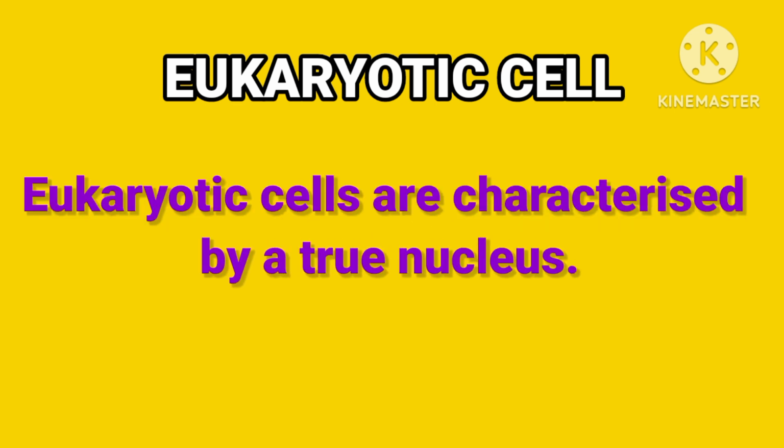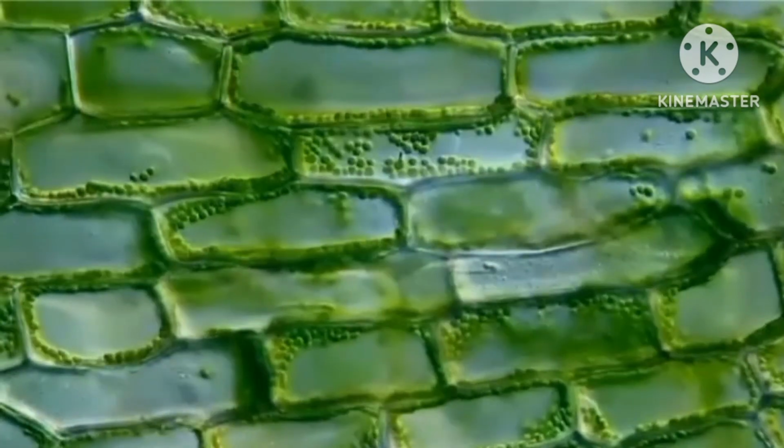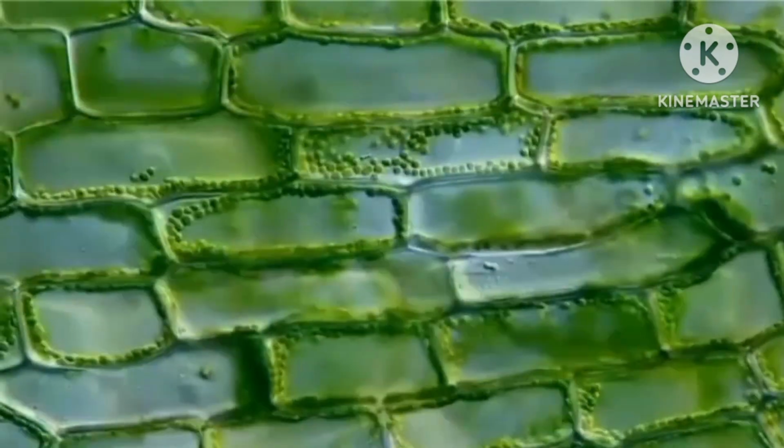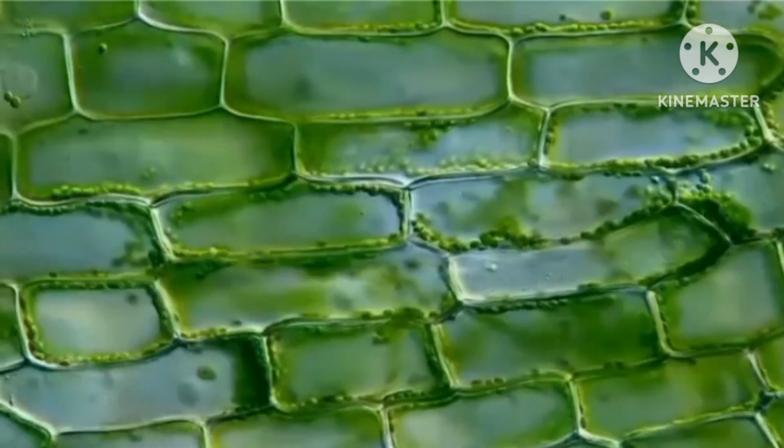Eukaryotic cells have well-defined nucleus, that is, the nucleus has nuclear membrane and nuclear pores. Plant cells and animal cells are eukaryotic cells as they have well-defined nucleus with double membrane and nuclear pores in it.